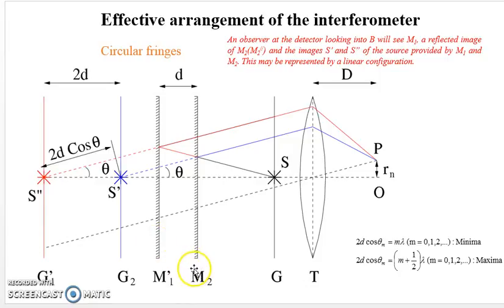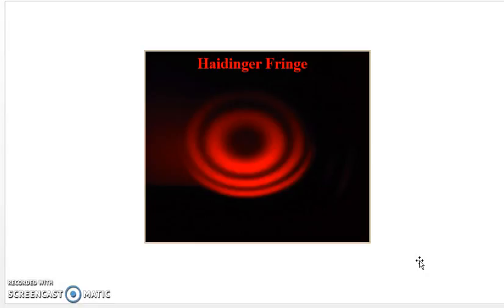Here you can see M2 and M1 prime. M1 prime is the virtual image of the mirror M1, and if the distance between the virtual image of mirror M1 and M2 is D, then we will get the virtual sources S1 prime and S2 prime at infinite distance. Because the distance between M2 and M1 prime is D, the distance between the virtual sources is 2D cos theta, because the light traverses between these two twice, and theta is the angle of inclination. Therefore, we will get fringes of equal inclination; at different theta we will get different patterns, and therefore circular fringes. This is the condition for minima and this is the condition for maxima, and we will get fringes of equal inclination, called Haidinger fringes, on the detector.